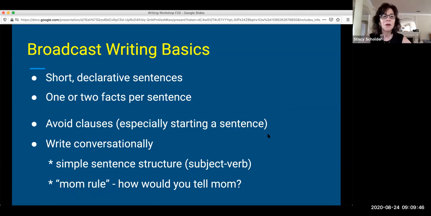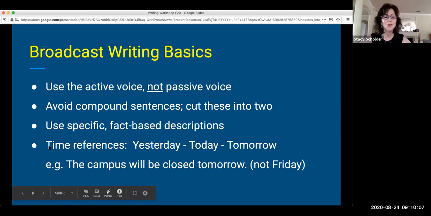And then, of course, there's the mom rule that is in the Tuggle book that some journalism classes use. And the mom rule is, how would you tell your mom this story? All right, that's a conversational way that you would tell your mom whatever the news story is that you're going to be writing.